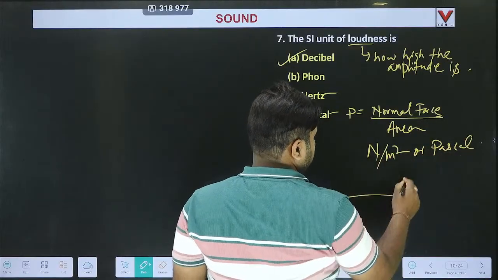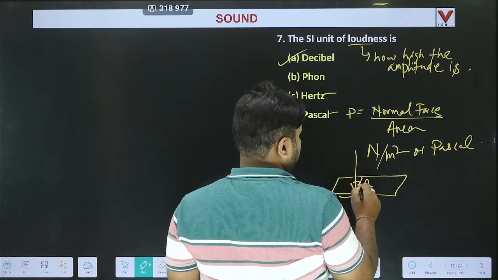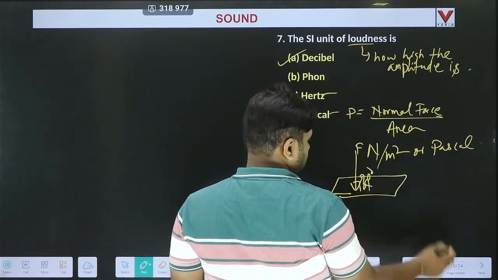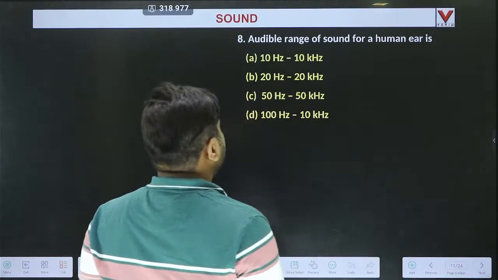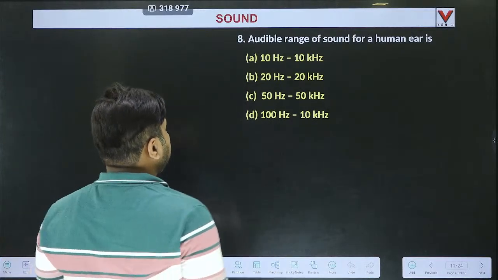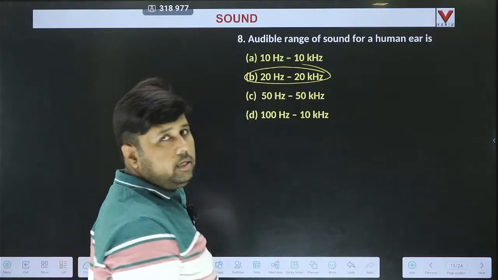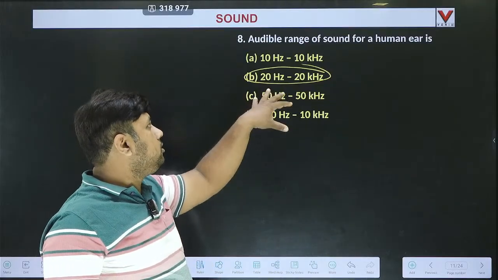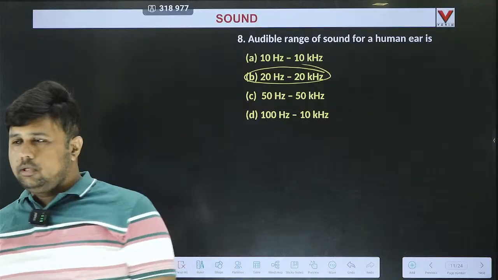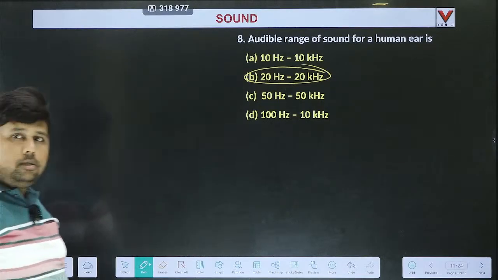Normal force means force per area. This is A, perpendicular, 90 degree normal force. Audible range for the human ear: the audible range is from 20 hertz to 20 kilohertz. Any sound wave whose frequency is within 20 hertz to 20 kilohertz is audible to human ears. Human ears can hear it.